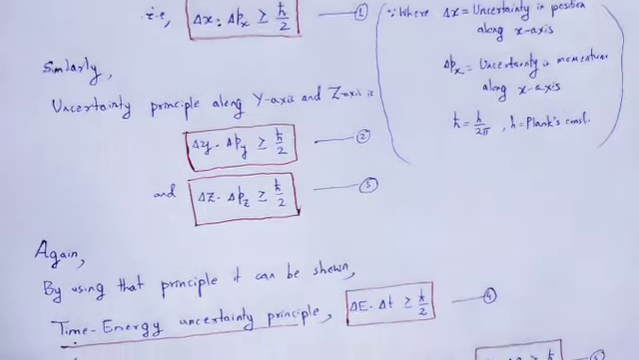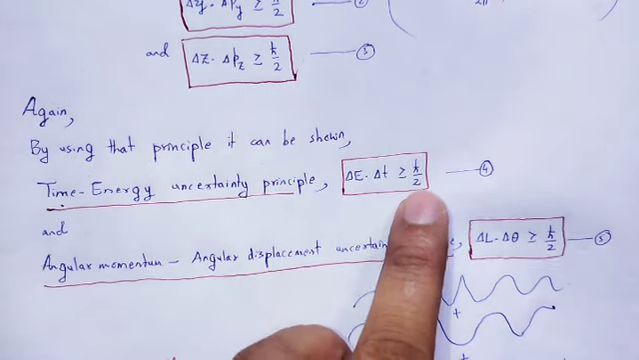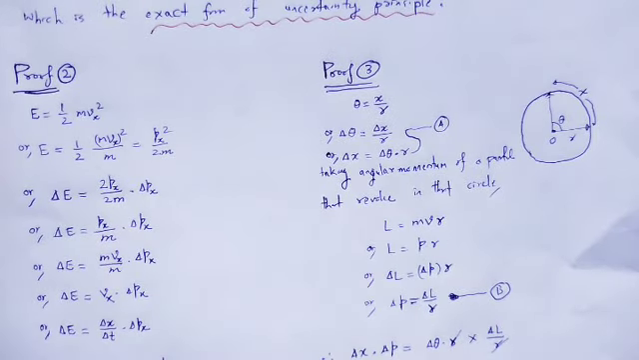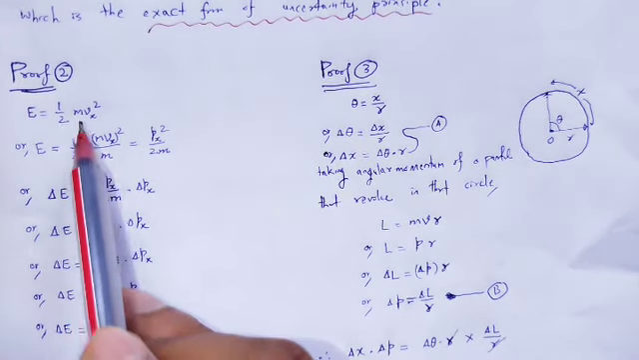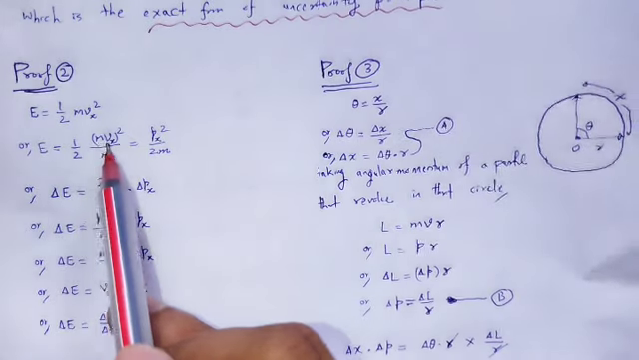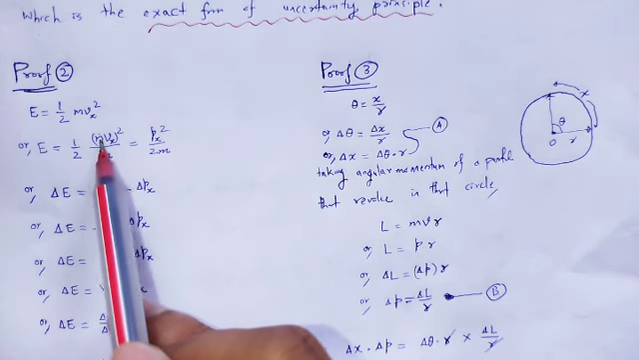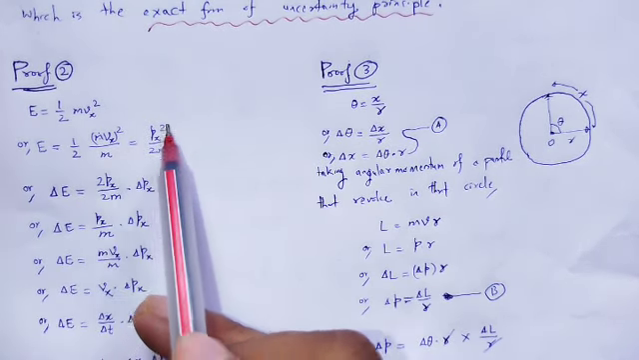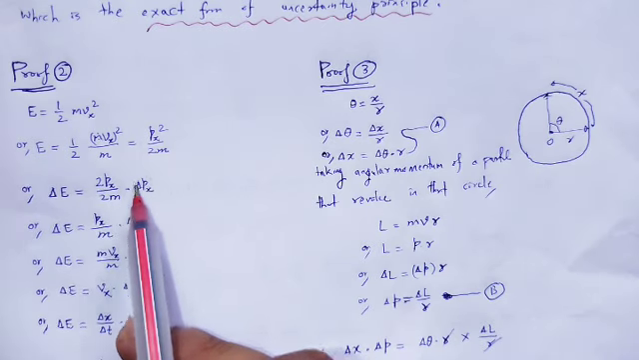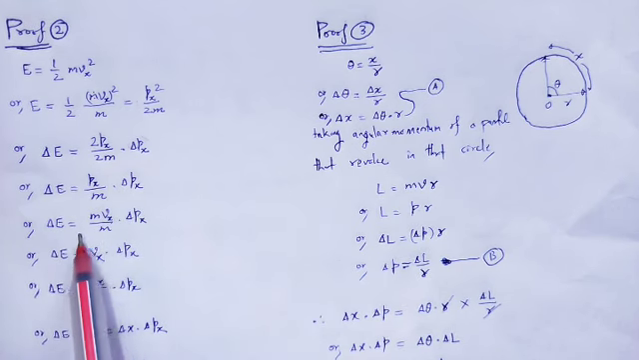Next we can showcase the time energy uncertainty, del e and del t greater than or equal to h cut by 2. Let us consider a particle having mass m, which moves with a velocity along the x axis as v x. So its kinetic energy is equal to half m v x square. Now we convert it in terms of momentum, multiplying and dividing by m. So in the numerator, m v x is p x, so it is p x square divided by 2 m. Differentiating it, del e is equal to 2 p x divided by 2 m into del p x. 2 cancels out, that is p x by m into del p x.